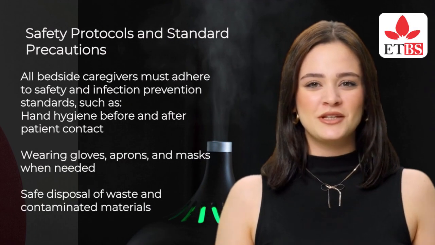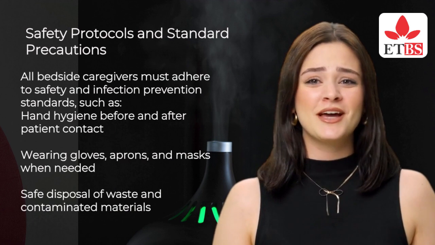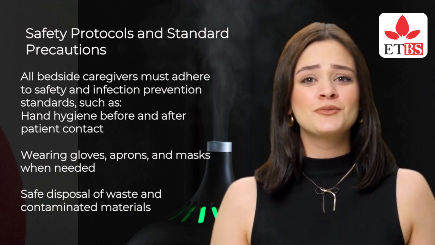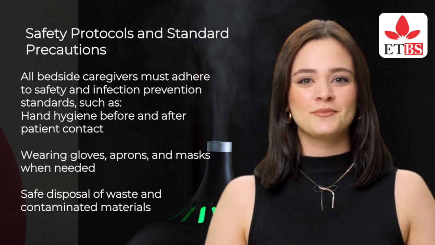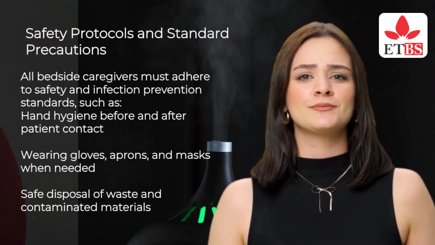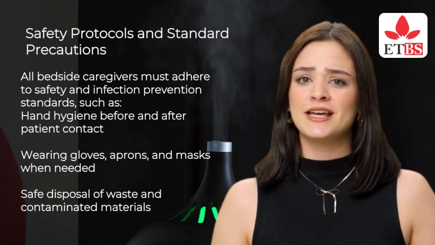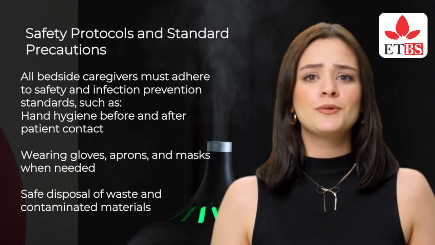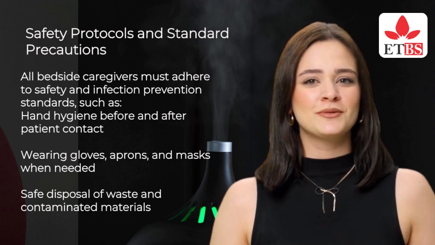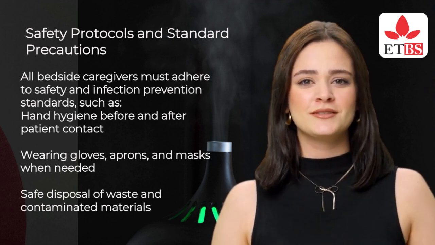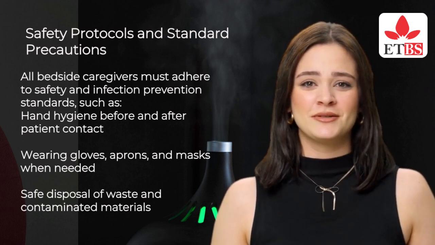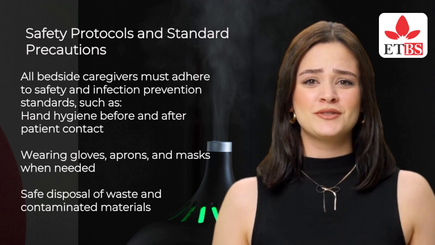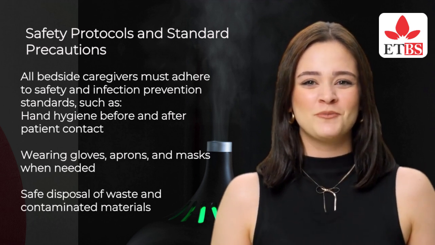Safety protocols and standard precautions. All bedside caregivers must adhere to safety and infection prevention standards, such as hand hygiene before and after patient contact, wearing gloves, aprons, and masks when needed, safe disposal of waste and contaminated materials, keeping the environment free from obstacles, fall prevention, knowing how to handle patient emergencies. These are guided by WHO's 5 Moments for Hand Hygiene, CDC's Standard Precautions, OSHA's Injury and Illness Prevention Programs (IIPPs).